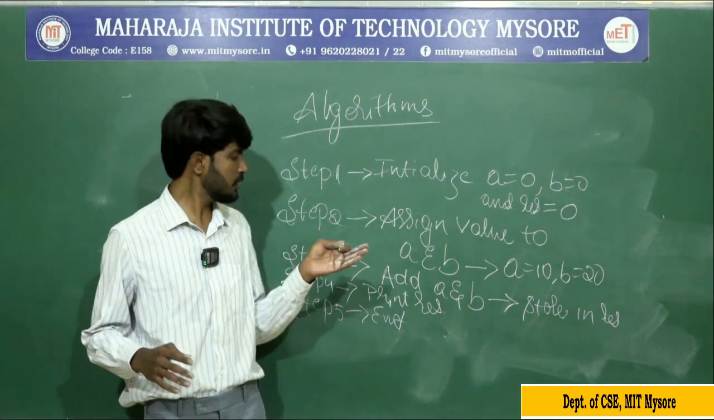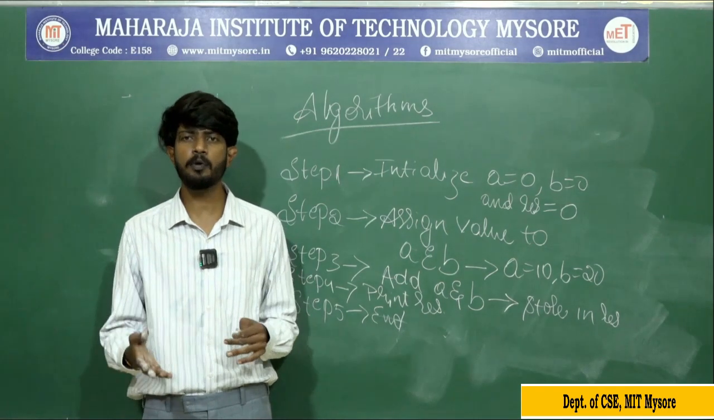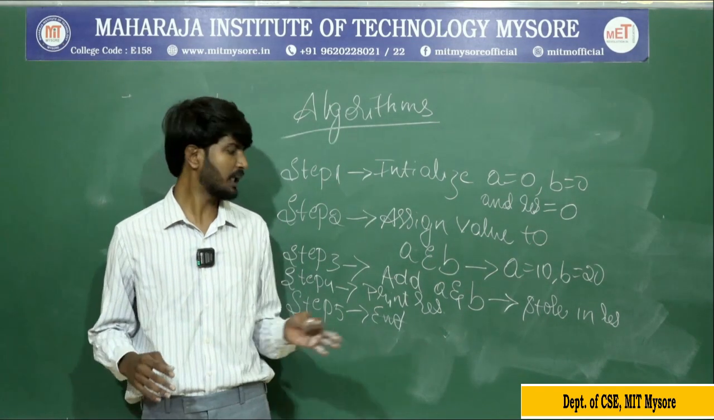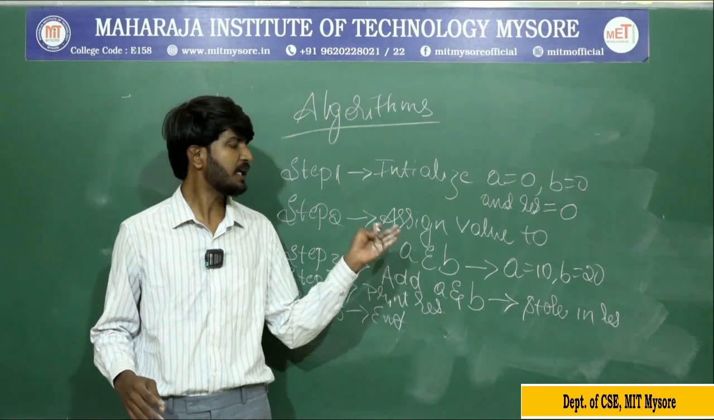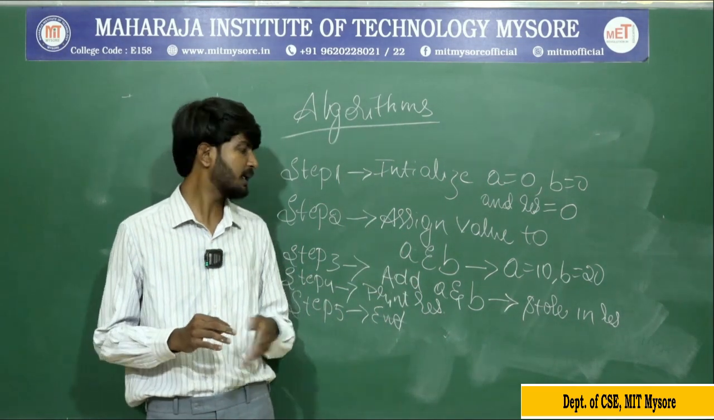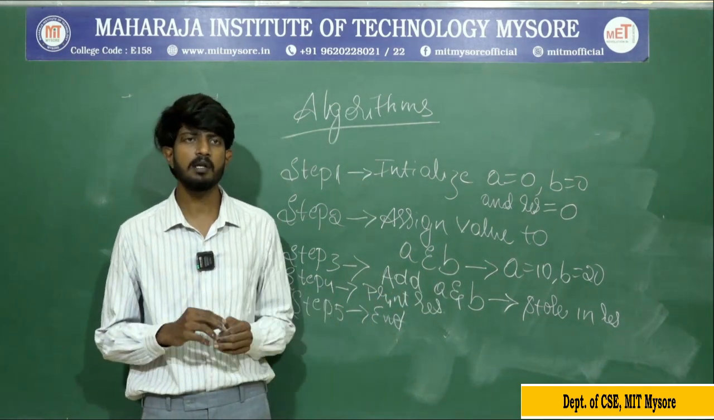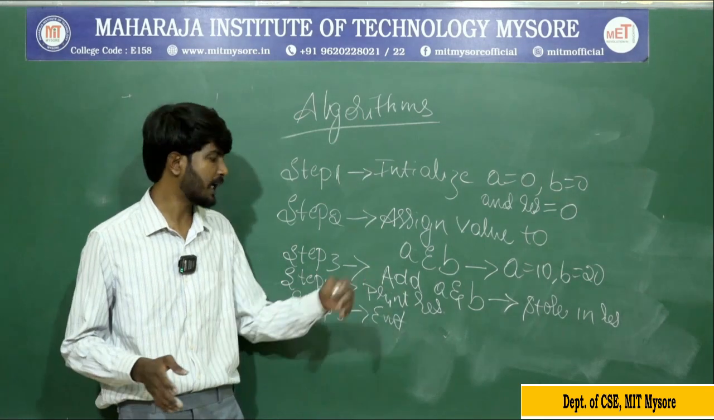Then in step 3 we are going to compute our task, that is, we need to add A and B. So 10 and 20 will be added, and it is stored in RES, the result variable. So 30 will be stored in RES.